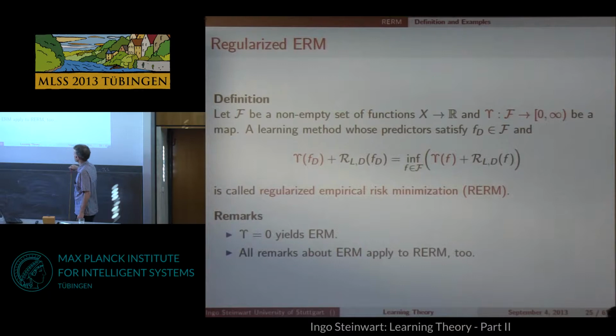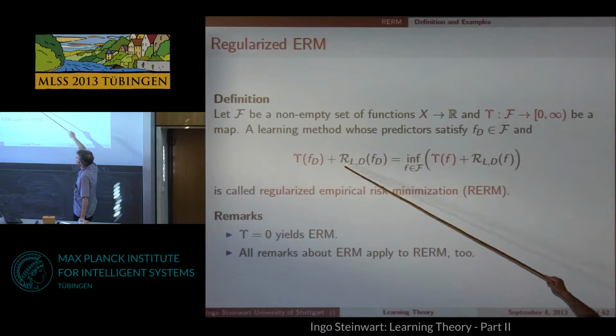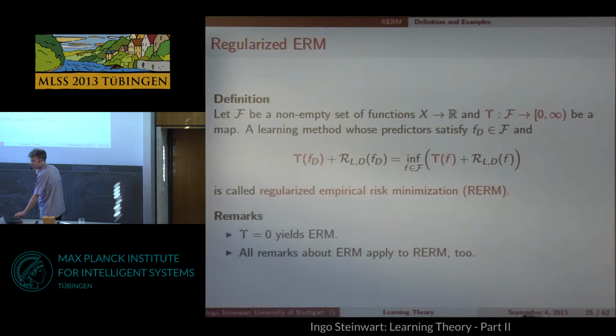And in particular, all the remarks we have made about empirical risk minimization also apply to this regularized form of it. So in general, we do not need to have such a minimizer. If we have such a minimizer, this minimizer does not need to be unique. And this method may underfit or overfit depending on the situation we are in. So everything we have said so far about empirical risk minimization is also true for this generalization. And our goal now is to investigate the statistical properties of such learning methods. But before we do that, let us briefly have a look at a few examples of these learning methods, because they are relatively widely spread.